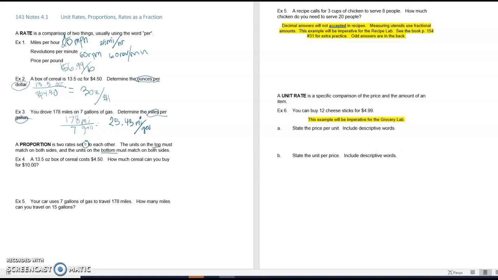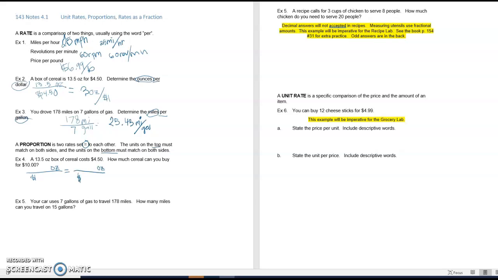Example 14. A 13.5 ounce box of cereal costs $4.50. Let's go ahead and set up our rate. Ounces came first, so I put that on the top. Dollars came second, so I put that on the bottom. This should sound familiar. We just did this. I'm going to do the same thing. A proportion means that I have two rates, ounces on the top, because that's the way it was over here, and dollars on the bottom.